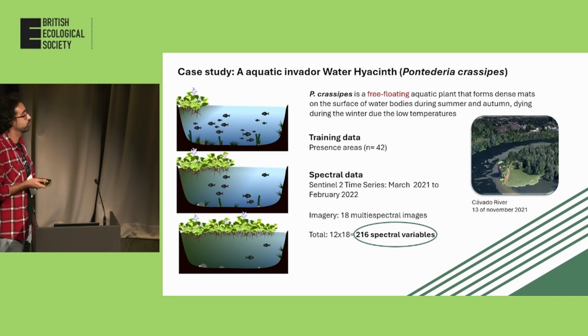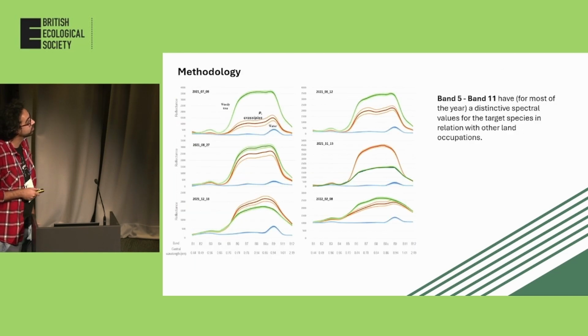So what we did, we synchronized our field work with the satellite data acquisition. We went to the Cabo River on the 13th of November. We collected some areas, and back in the office we collected 1 year of Sentinel-2 imagery, and in the end we ended up with 216 spectral variables. No indices, only spectral variables.